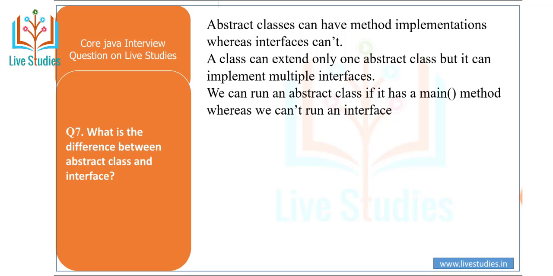Another question is, what is the difference between abstract class and interface? Abstract classes can have method implementation where interface cannot. Means interface cannot have method implementation, but abstract class can. A class can extend only one abstract class, but it can implement multiple interfaces. We can run an abstract class if it has a main method, but we cannot run an interface.